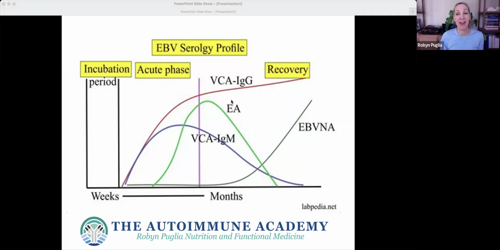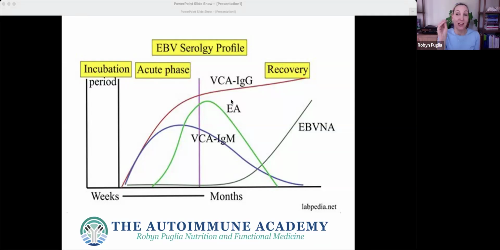VCA IgM, on the other hand, elevates at the initial infection. So if you have VCA IgM and IgG, then this is likely to be first exposure, but it may also be reactivation. VCA IgM can elevate with reactivation, but it doesn't always elevate with reactivation. So if it's present alongside VCA IgG, then that might be the initial infection, or it might be reactivation. However, if it is absent, that doesn't mean it's not reactivation, because it doesn't always elevate with reactivation.